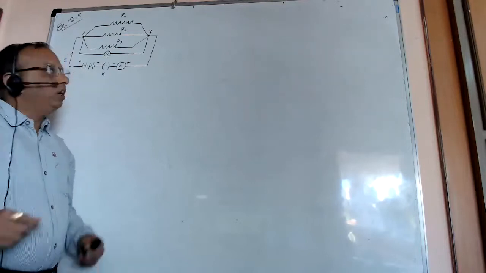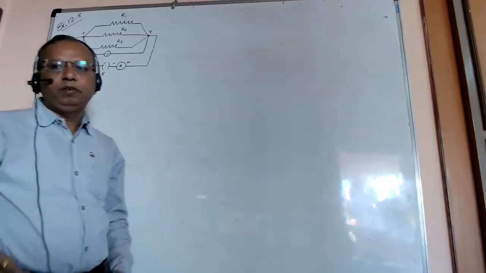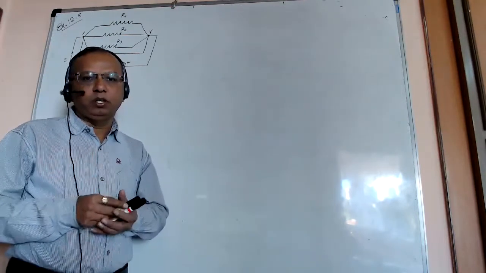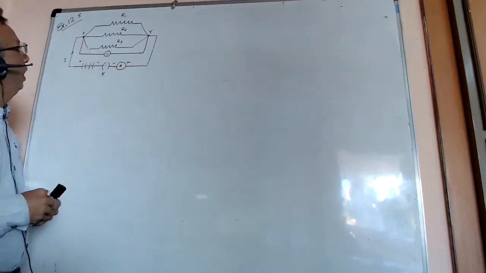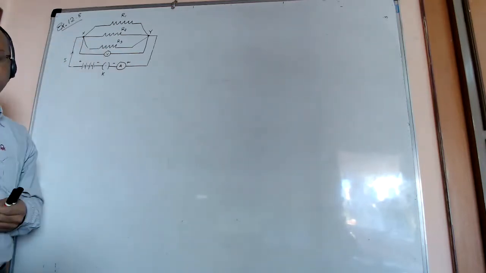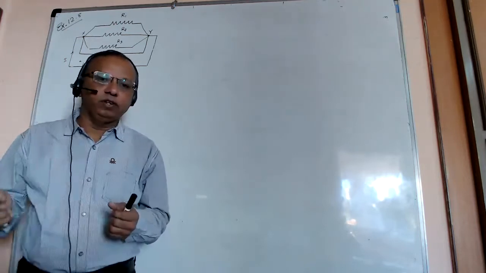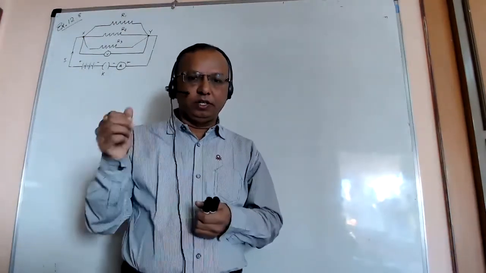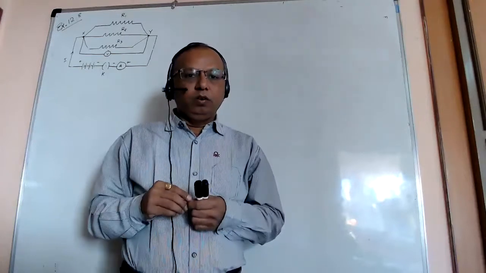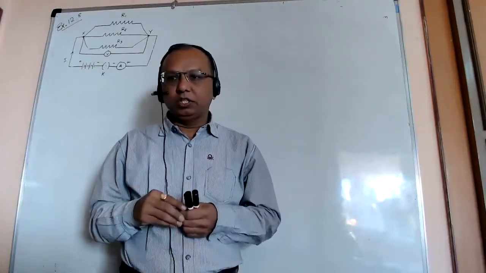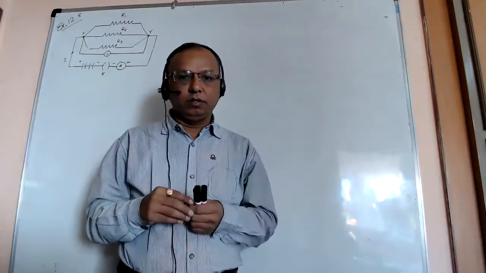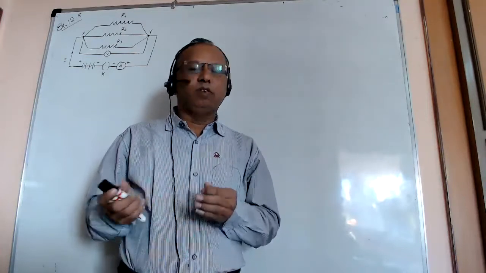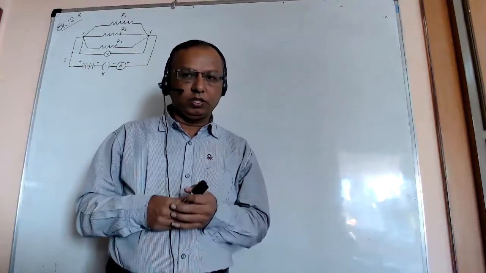Hello friends, today we are going to learn one example from your chapter number 12, and the example number is 12.8. In this example, one circuit is given and you have to find different values of electric current and resistance, and the value of the current through each resistance.